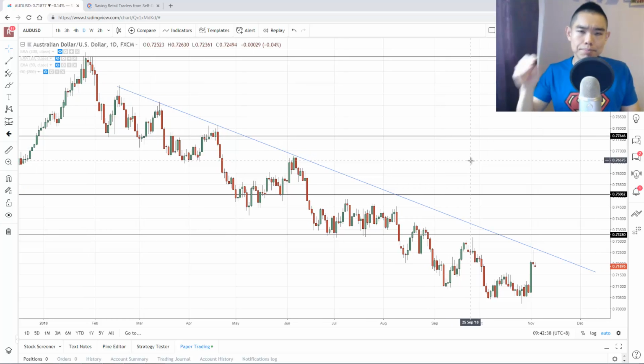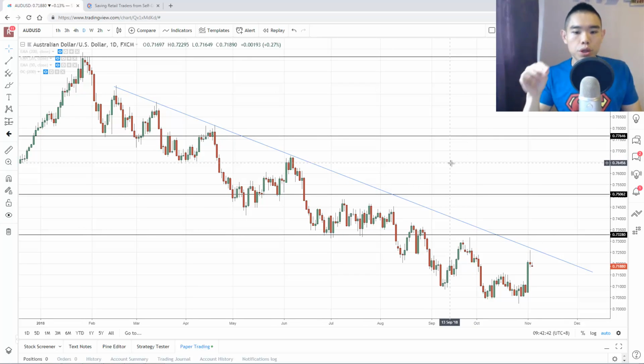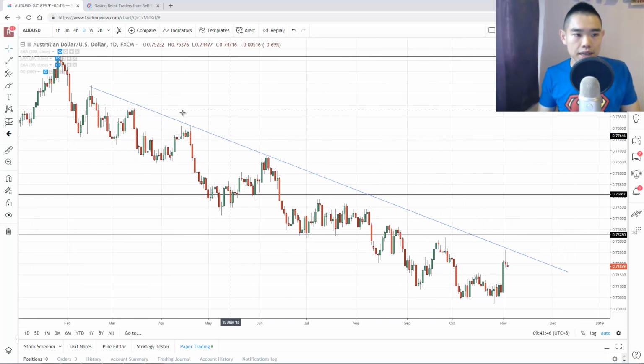So first things first, let's begin today's analysis. The first market I want to share with you is Aussie Dollar. You can see this is the daily time frame, and one thing you notice is that these are the key levels on this market, and the market has actually come into this downward trend line, which is quite close to this area of resistance, but not quite there yet.